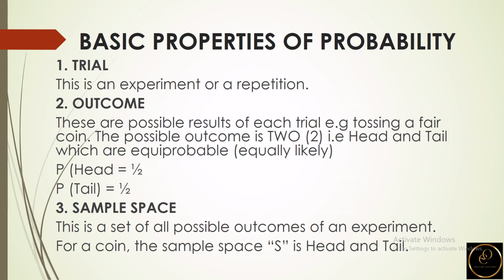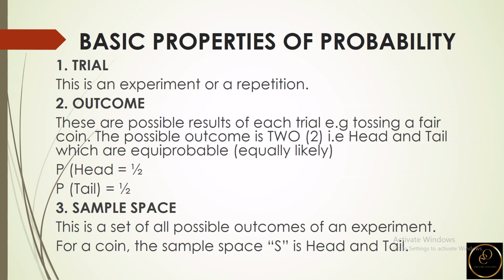The second one is the term outcome. Outcome in this case implies possible results of each trial or repetition. For instance, if you are tossing a fair coin, the possible outcomes are two. It can either be a head or a tail.